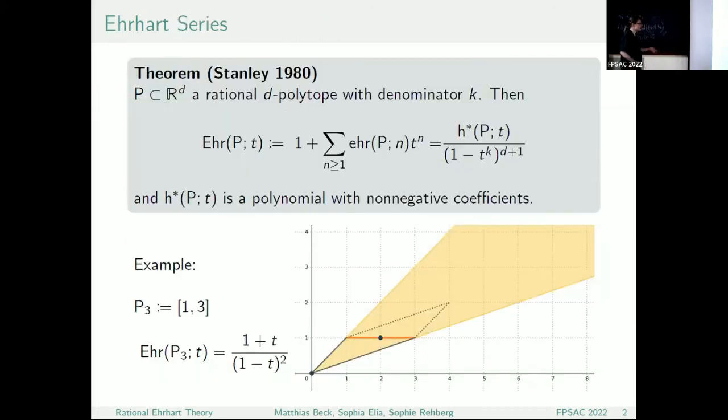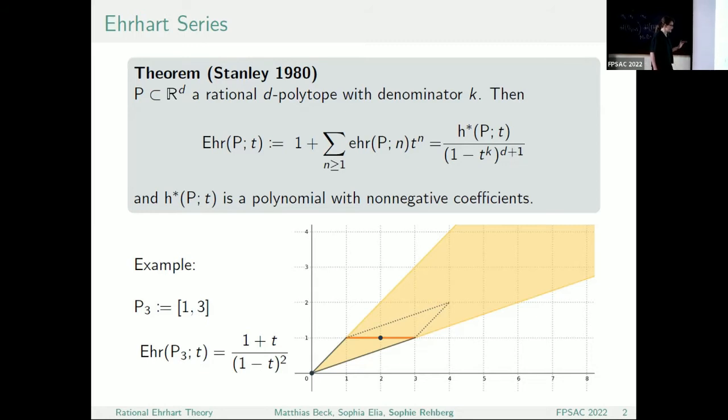Okay, and then of course, we want to do formal power series. Right? So we throw this into a generating series. And we can see that this has a nice form as a rational function. We know what the denominator looks like. And the numerator is called the h-star polynomial. That's again a polynomial with non-negative integral coefficients.